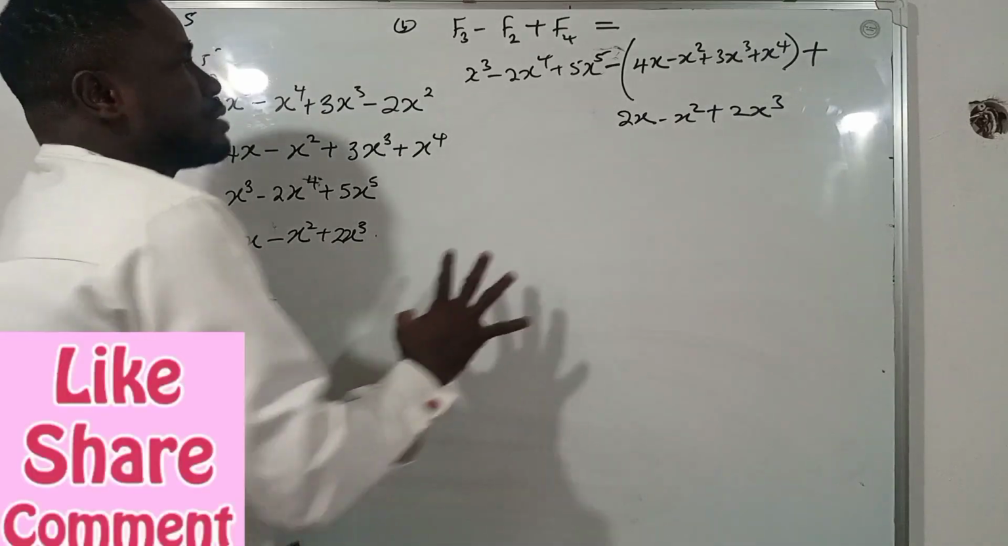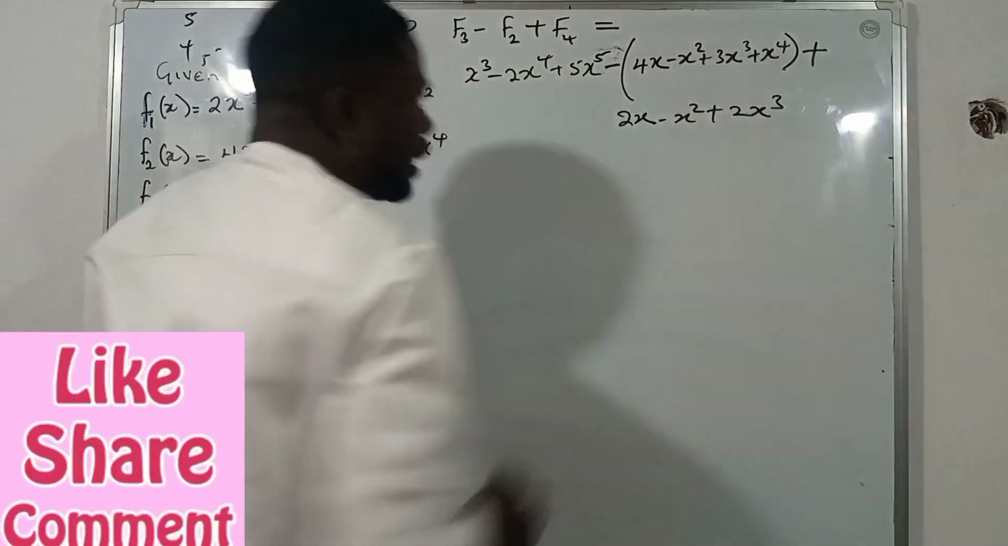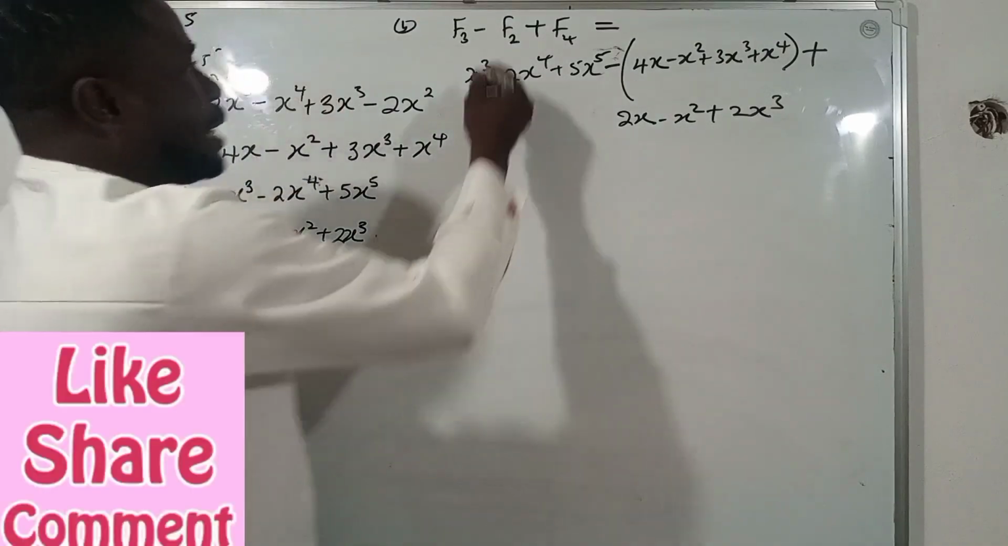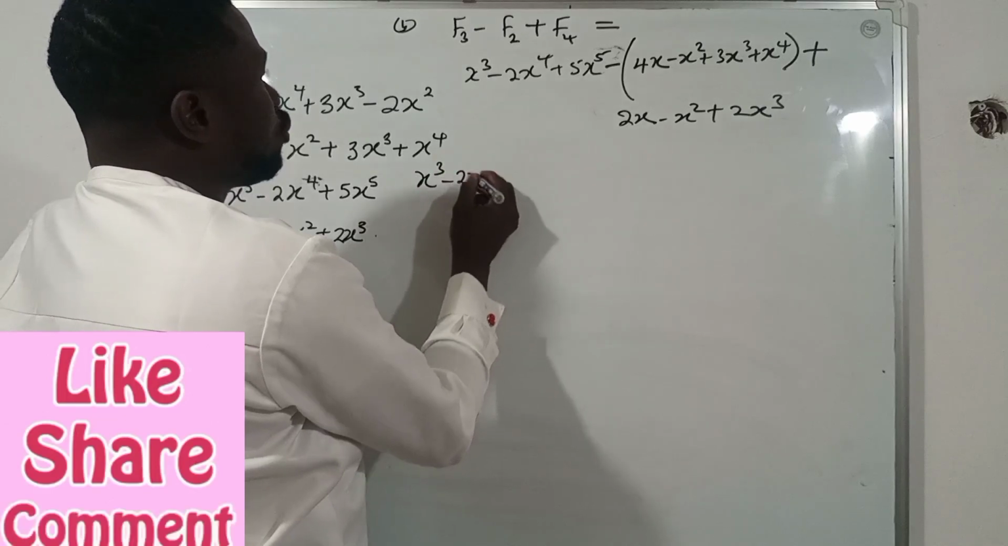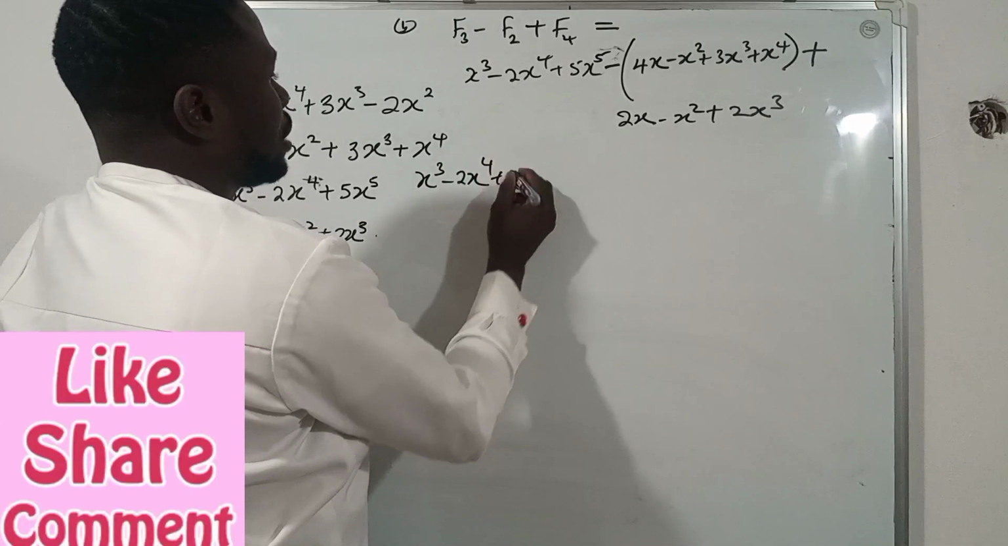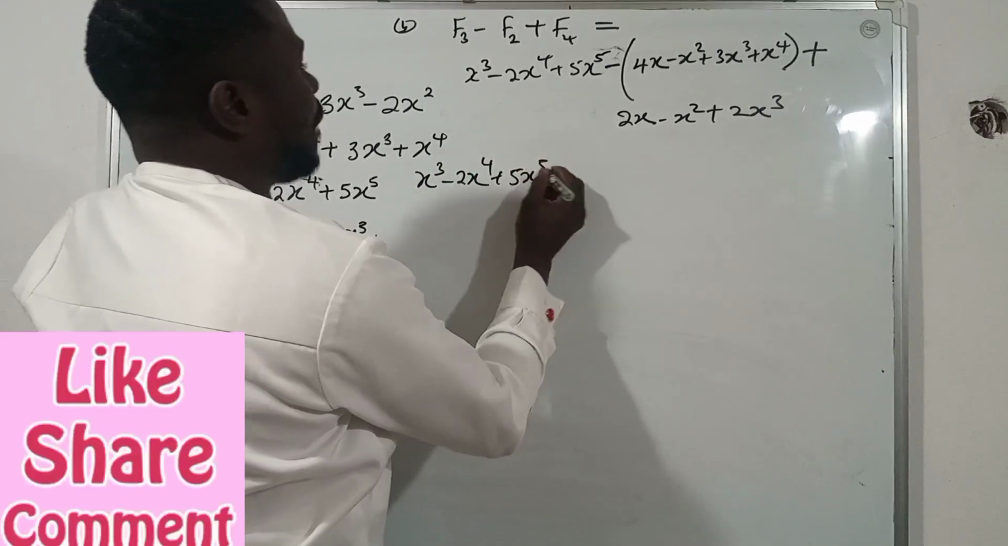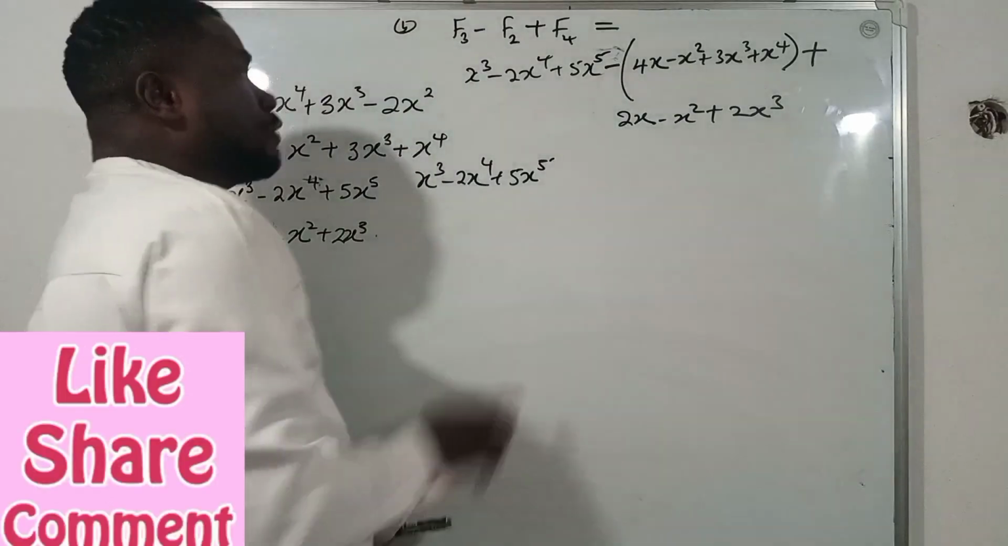Now, having done this, the next thing is to remove this bracket. If I'm removing this bracket, let me bring this one down. That will be what? x raised to the power 3 minus 2x raised to the power 4 plus 5x raised to the power 5. Now, we have to remove the bracket.